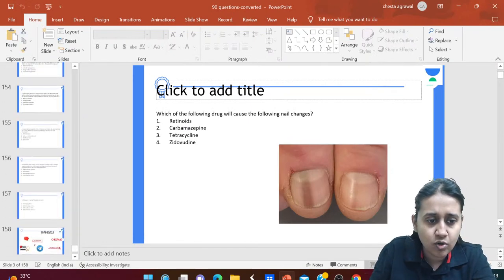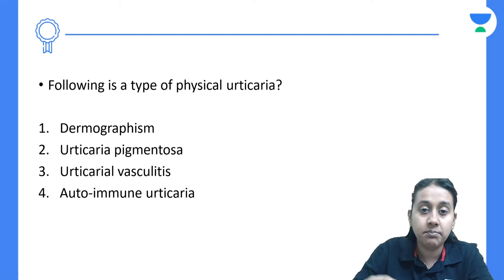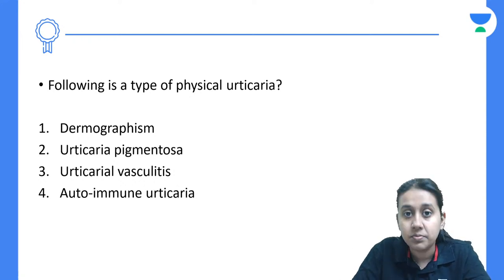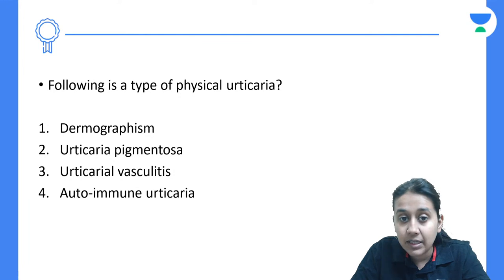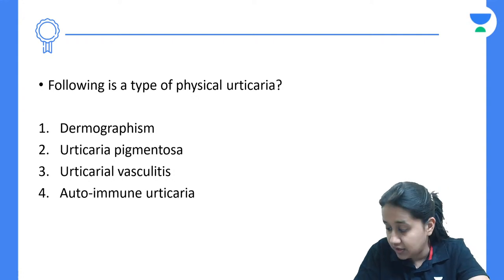Other than this, there are few more drugs. For example, the drugs like the minocycline, tetracycline group, doxycycline, even anti-malarials, the brimonidine, amiodarone. These are some of the drugs which are known to cause pigmentation of the nail.